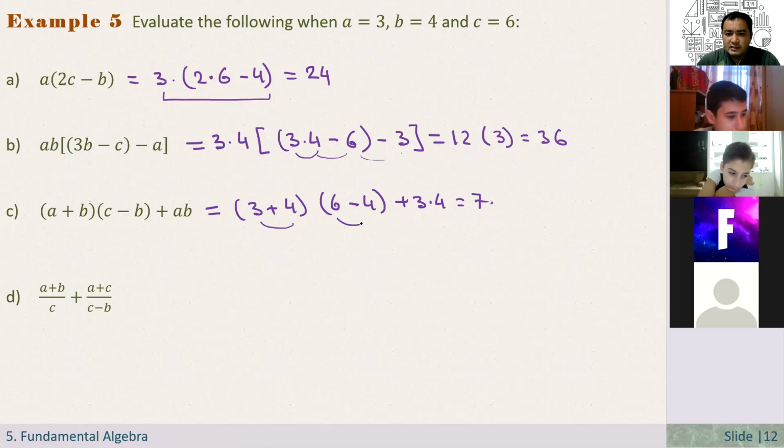3 plus 4, it is 7, plus 3 times 4, it is 12, right? 14 plus 12, that's equal to 26.